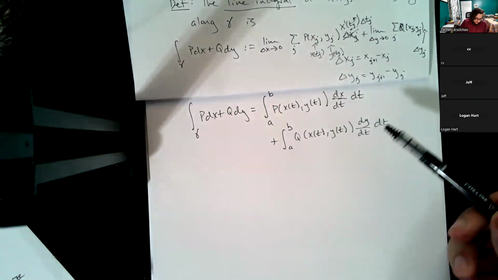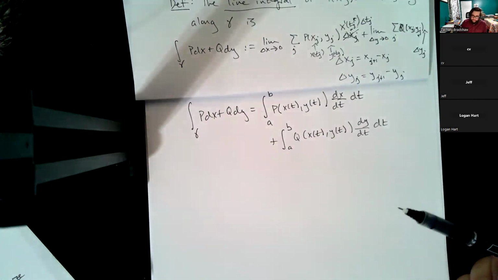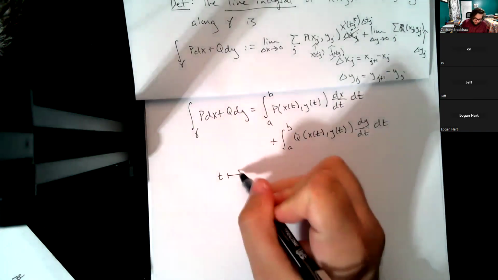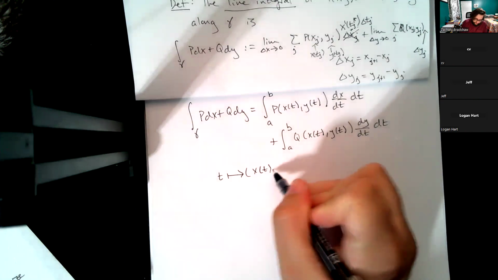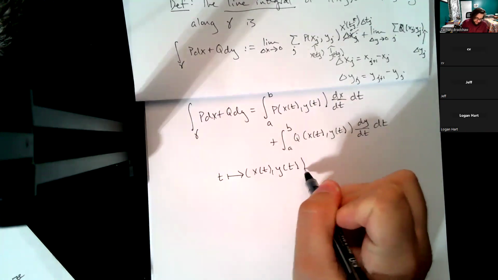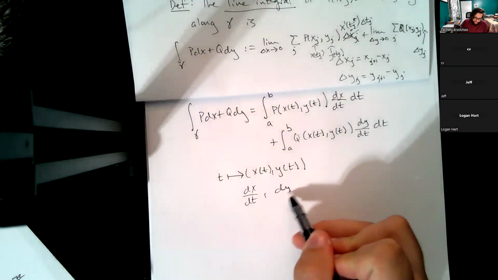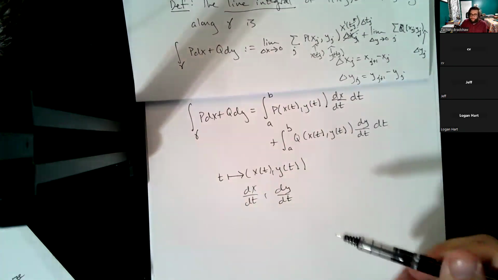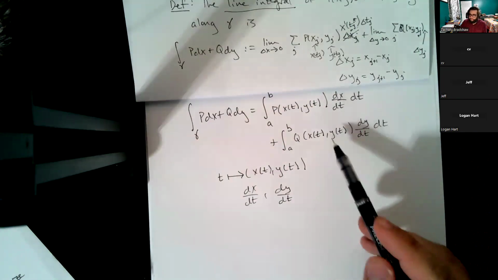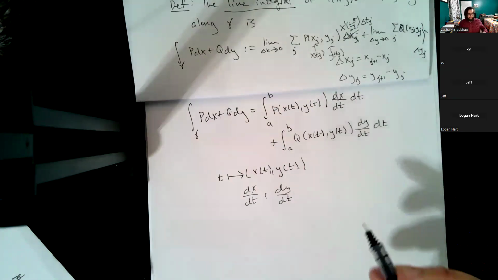Okay, so to evaluate a line integral over a curve gamma, what we do is we parameterize the curve by some parameterization like this. We calculate dx/dt, dy/dt, and then we just do the usual Riemann integrals over here.